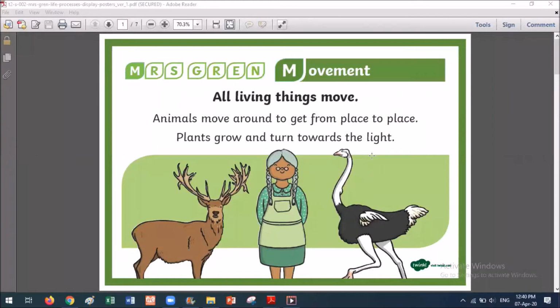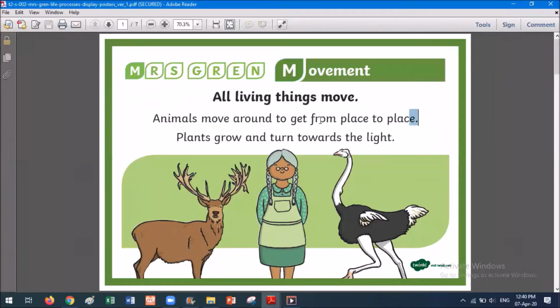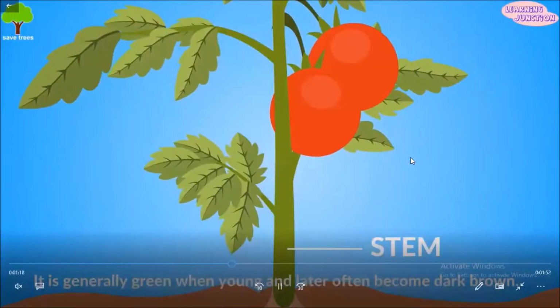So we know that all things move, but some of them can move from place to place, like animals. But other things like fungi and plants don't move from place to place, but they can grow and they can turn towards the light. Now there's another type of movement inside a plant. Let's have a look at this movement.